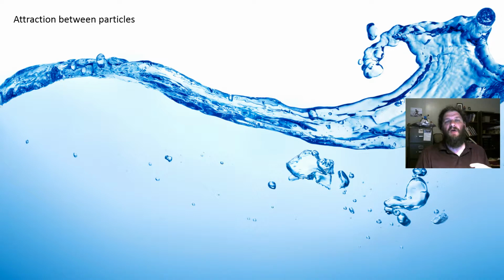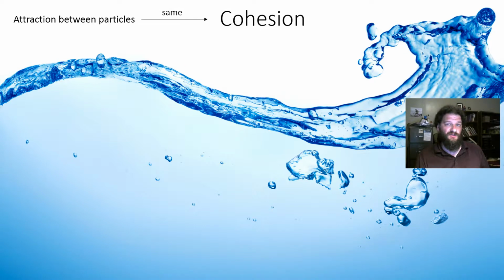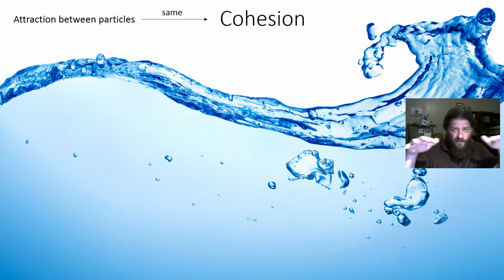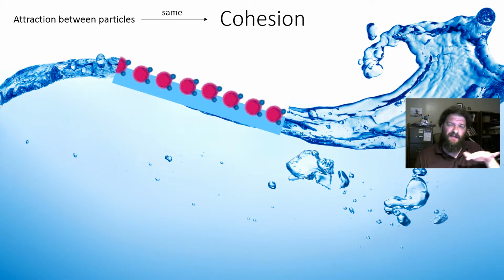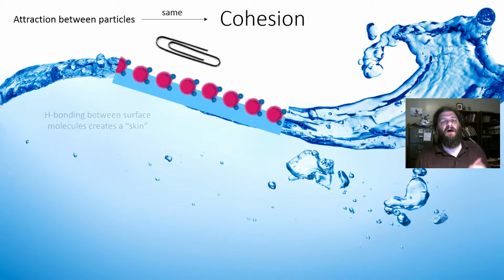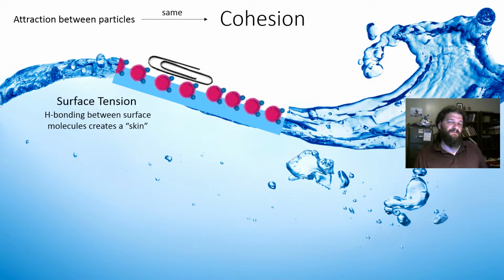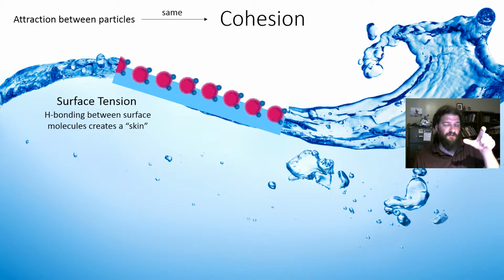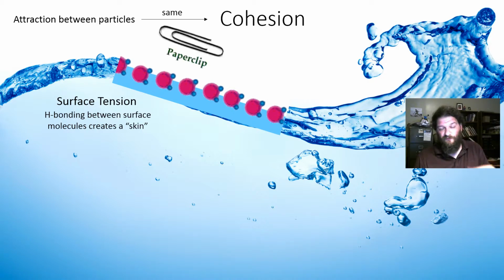When the IMFs form an attraction between particles that are the same, like two different water molecules, we call this cohesion. When the attraction is taking place at the surface of the water, we can get a plane of water molecules that are all bonded to one another, and it forms kind of like a skin on the surface. We call this skin surface tension. Surface tension is what allows us to float paper clips on the surface of water, whoop-de-doo.